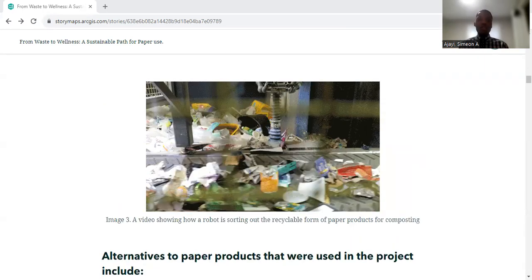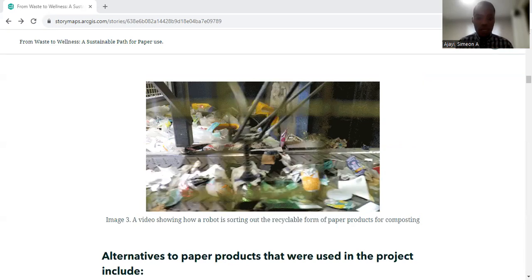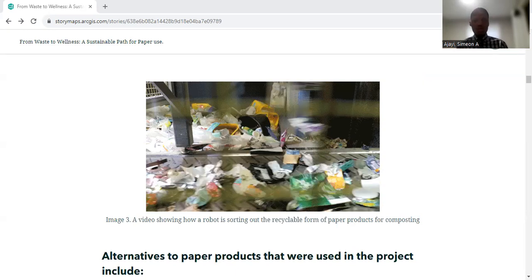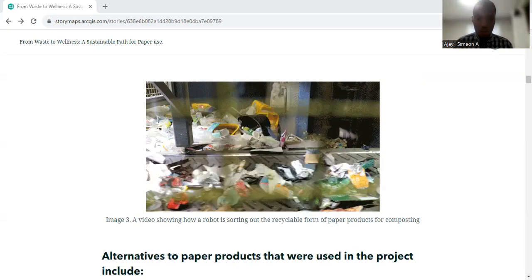So this is just an image showing a robot sorting out recyclable forms of paper product for composting, which is one of the processes we have in the recycling of paper products.